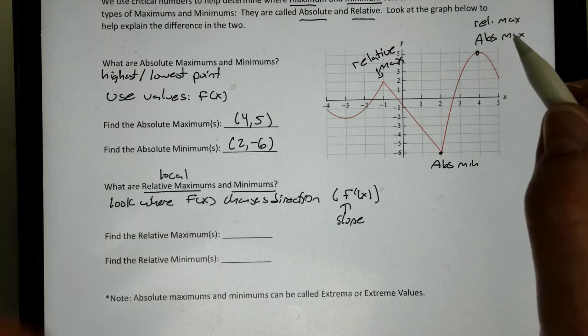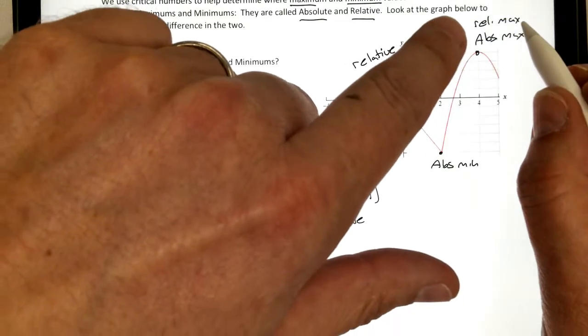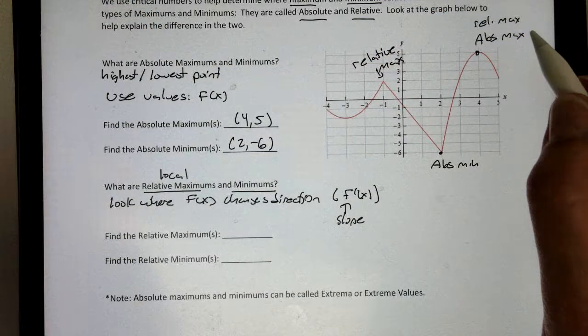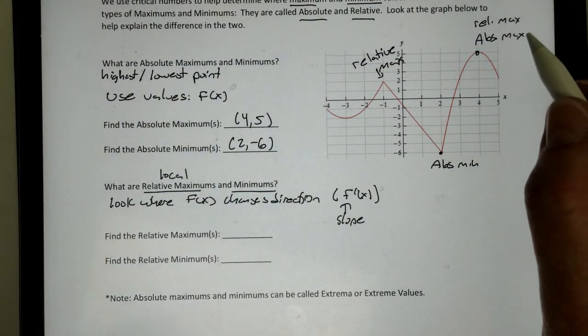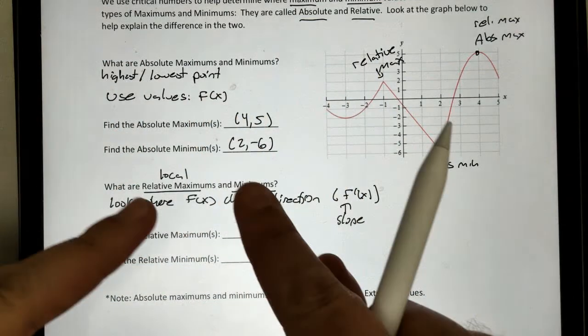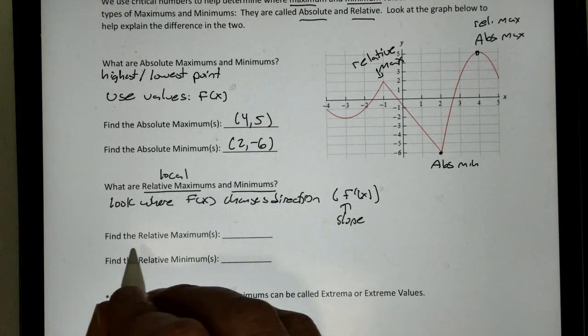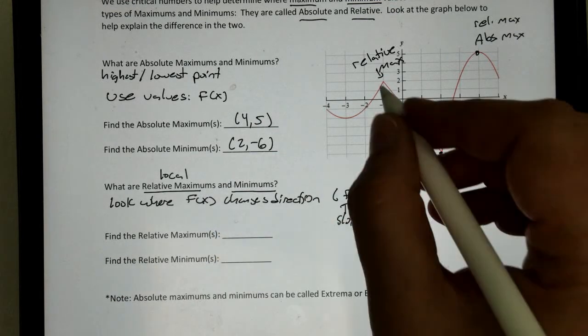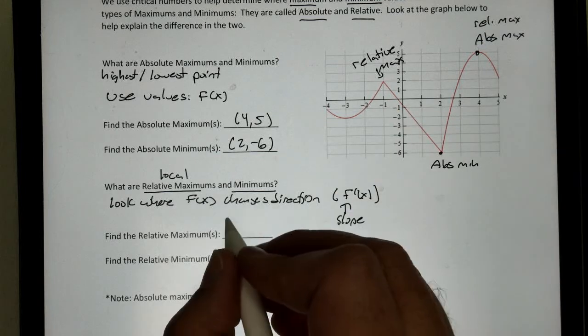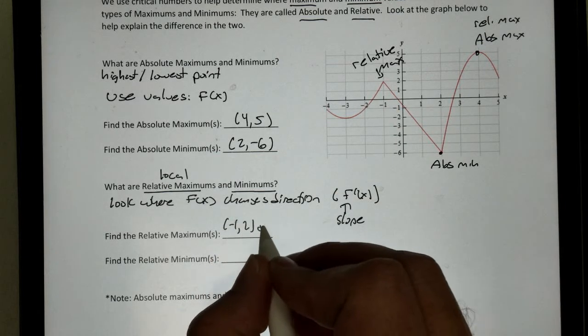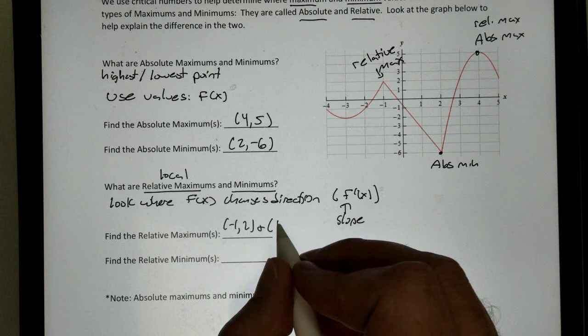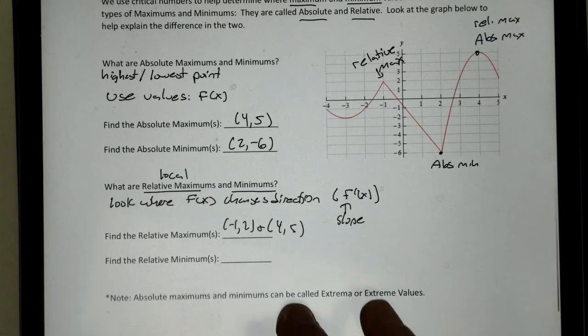Now, what we just learned is that a relative max and an absolute max can be the same point, because one deals with the function and the other deals with our slope changing. We'll talk more about that in a future video. So to find the relative maximums, we're going to have two of them: -1, 2, and 4, 5. 4, 5 just also happens to be the absolute max.